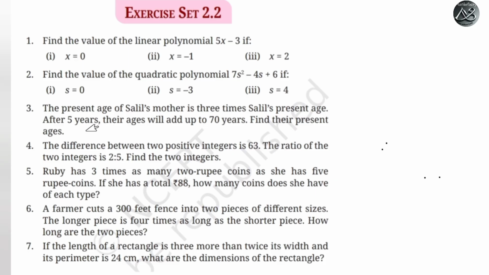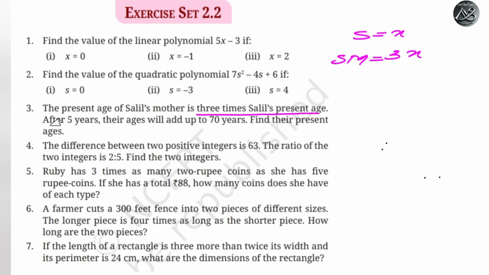Find their present ages. Two people are given there, Salil and Salil's mother. Salil's age, Salil's mother's age. And given the present age of Salil's mother is 3 times Salil's present age. So if Salil's present age is x, what will be the mother's age? It is 3 times Salil's present age. So if Salil's age is x, Salil's mother's age is 3x.